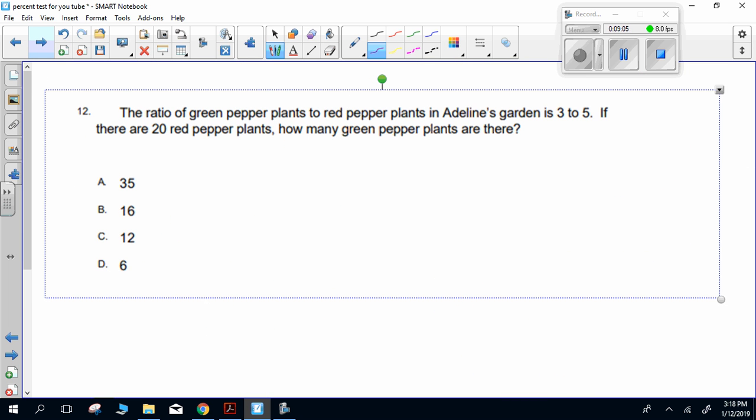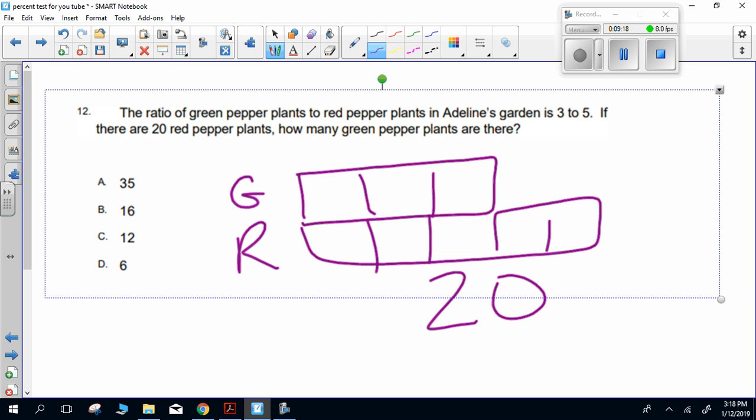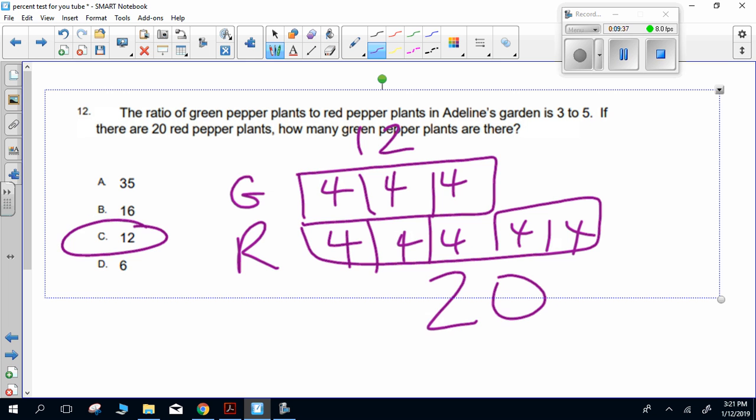Okay, the ratio of green pepper plants to red pepper plants is 3 to 5. So it's green to red. If there are 20 red pepper plants, that means that 4 goes to 20. So if each of these little blocks is 4, that means that each of these is also 4, which means that there are 12 green pepper plants.